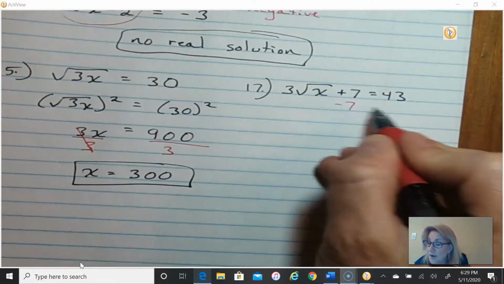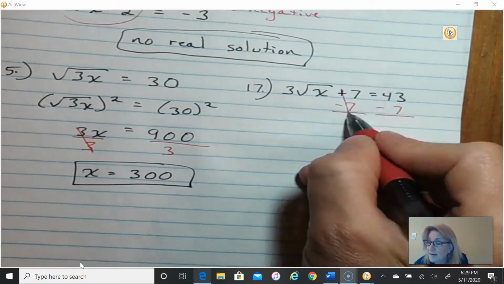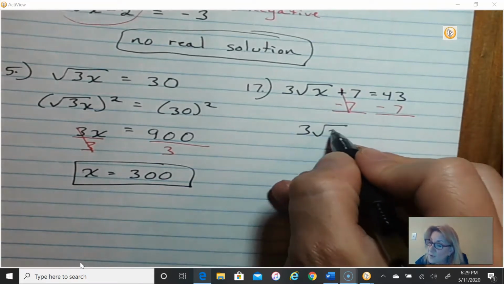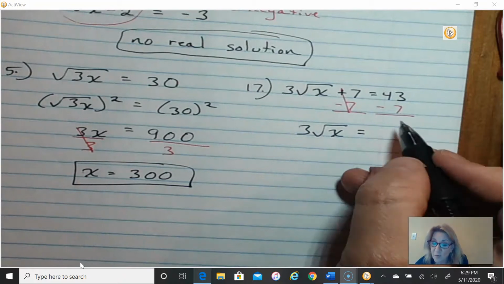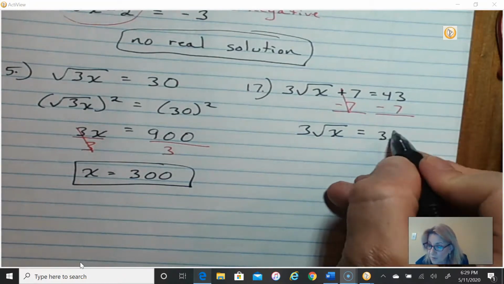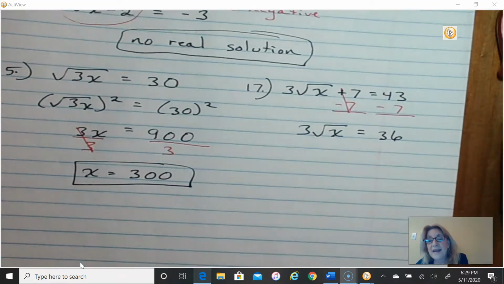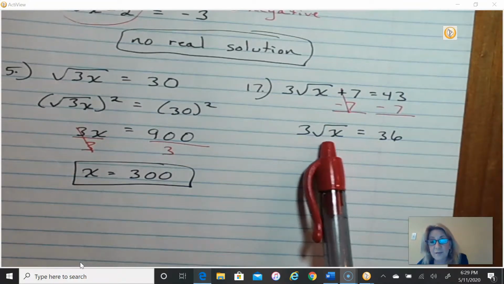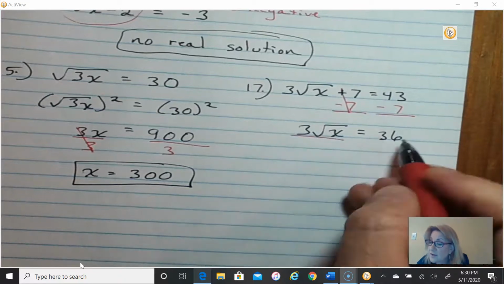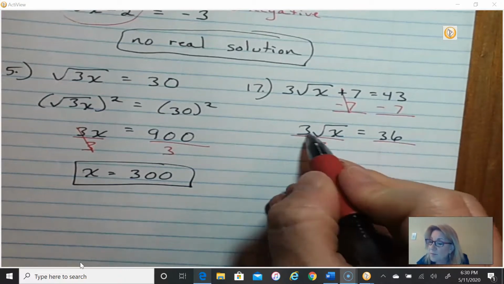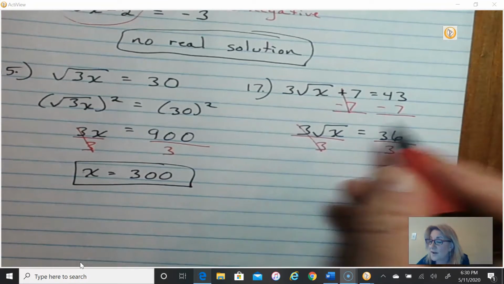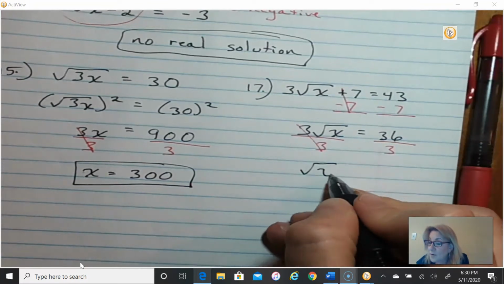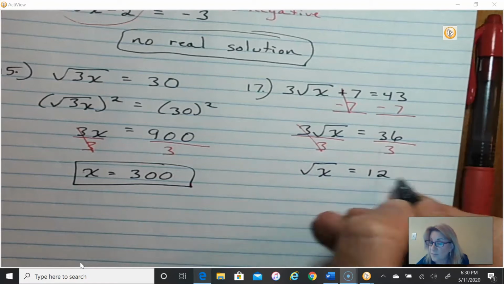So I'm going to subtract 7 on both sides. I'm left with 3 times the square root of x equals, what's 43 minus 7? 36. Now I can get rid of that 3. You remember, we're trying to isolate the radical. So I'm going to get rid of that 3. Since we're multiplying, I'm dividing both sides by 3. And I get the square root of x equals 12.